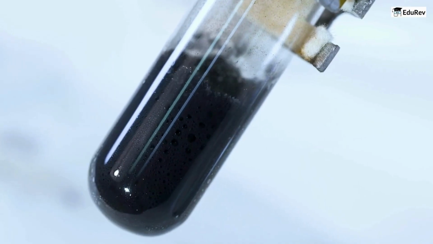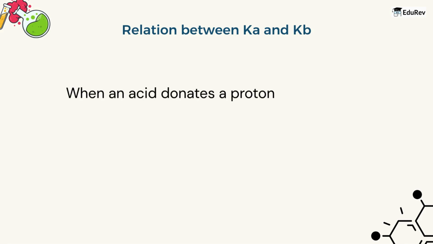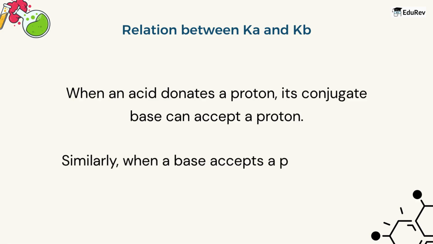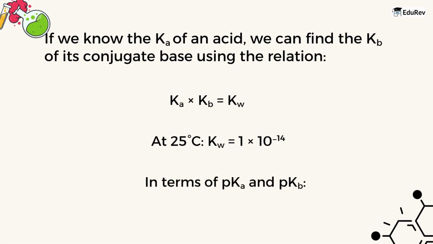Let's now understand the relation between Ka and Kb. When an acid donates a proton, its conjugate base can accept a proton. Similarly, when a base accepts a proton, its conjugate acid can donate a proton. If we know the Ka of an acid, we can find the Kb of its conjugate base using the relation Ka times Kb is equal to Kw. At 25 degrees Celsius, Kw is equal to 1 times 10 raised to the power minus 14. In terms of pKa and pKb, pKa + pKb is equal to 14.